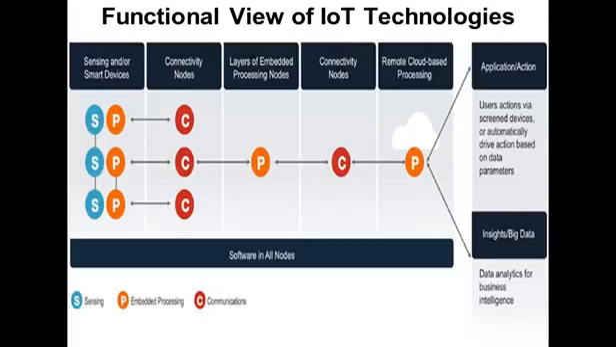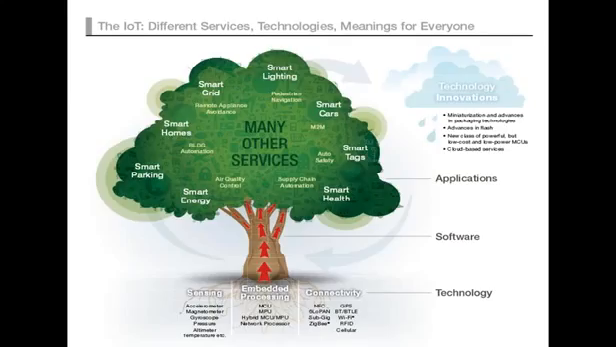So IoT has a very simple definition. It's a dynamic global network infrastructure, with self-configuring capabilities. The devices which we connect are self-configuring. That means if there's a variation in the temperature, they actually adjust their functioning based on standard and interoperable communication protocols.